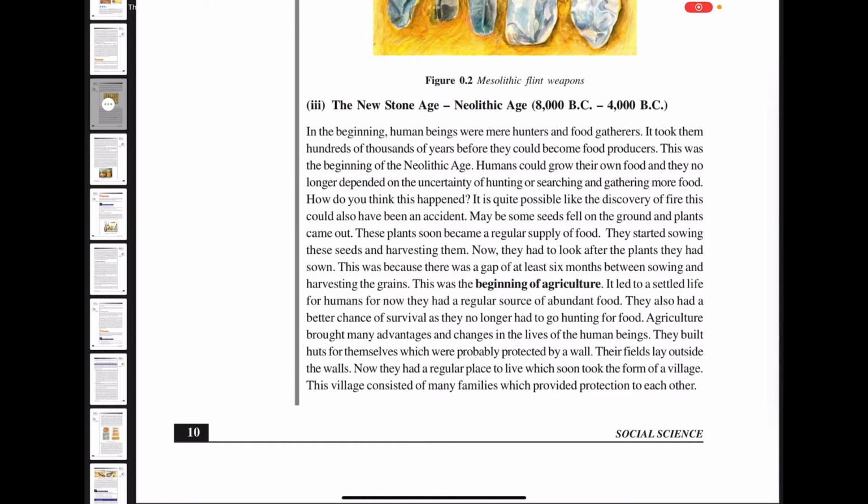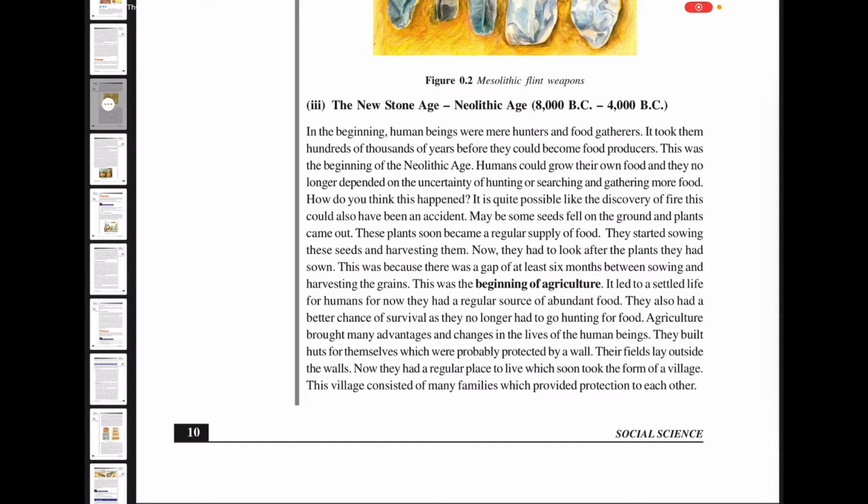The New Stone Age, Neolithic Age, was between 8000 BC to 4000 BC. In the beginning, human beings were mere hunters and food gatherers. It took them hundreds of thousands of years before they could become food producers. This was the beginning of the Neolithic Age. Humans could grow their own food and they were no longer dependent on the uncertainty of hunting or searching and gathering food.